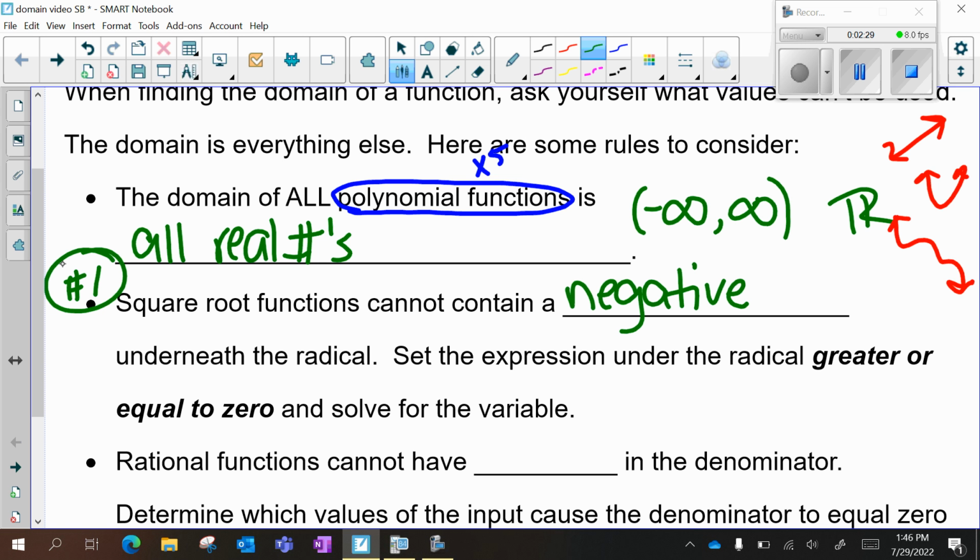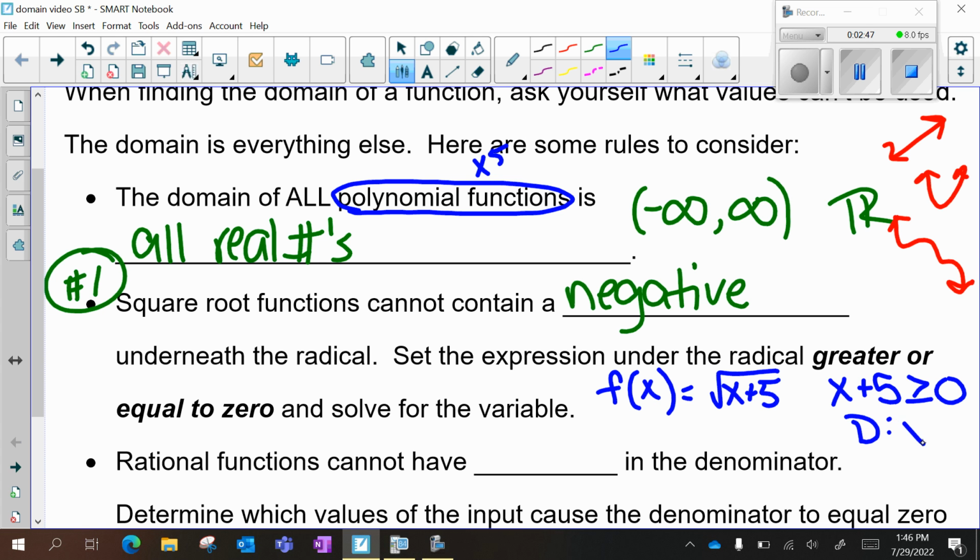So for example, if we had f of x equals the square root of x plus 5, I would take what's underneath the radical, x plus 5, set it greater than or equal to 0, and solve. So my domain would be x is greater than or equal to negative 5.